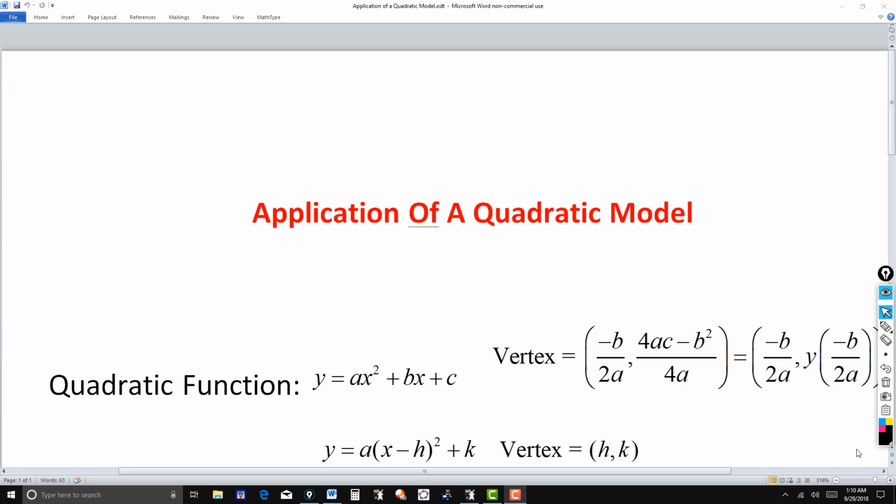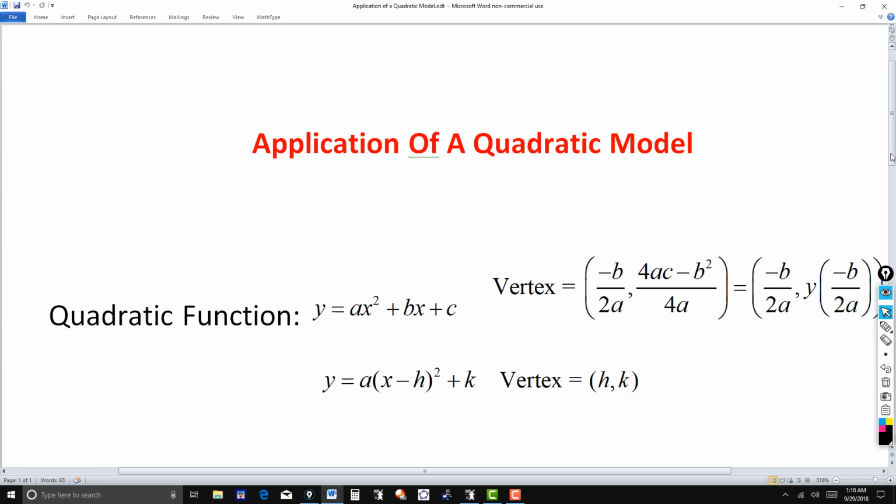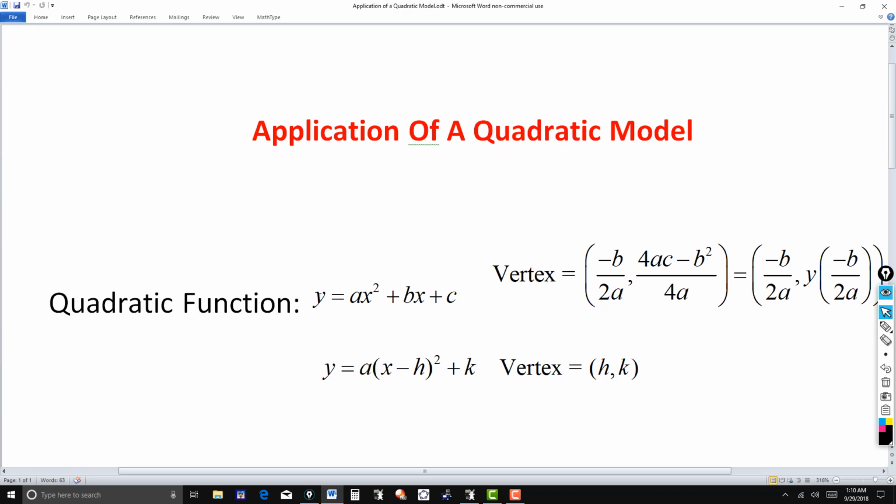In this video, I'm going to look at an application involving a quadratic model. In particular, we have the quadratic function, which can have this form right here, y equals ax squared plus bx plus c, or the second form over here, y equals a parentheses x minus h quantity squared plus k. For the second form, you have the vertex (h, k). If it's in this particular form right here, then the formulas on the right would generate the vertex.